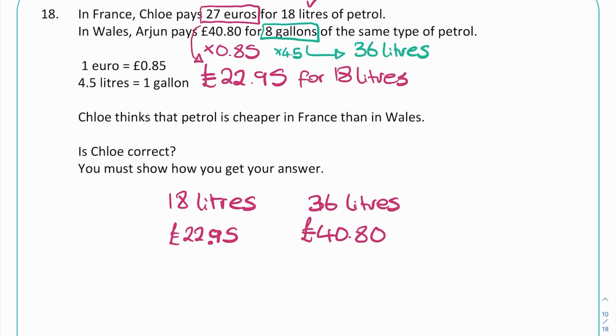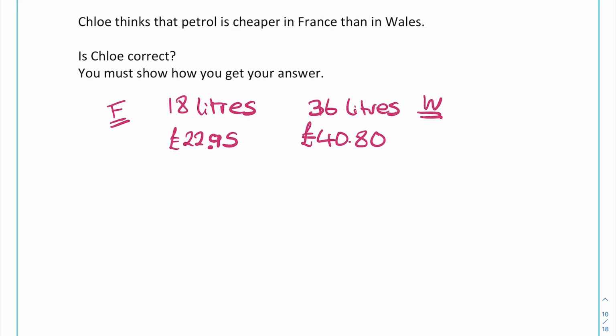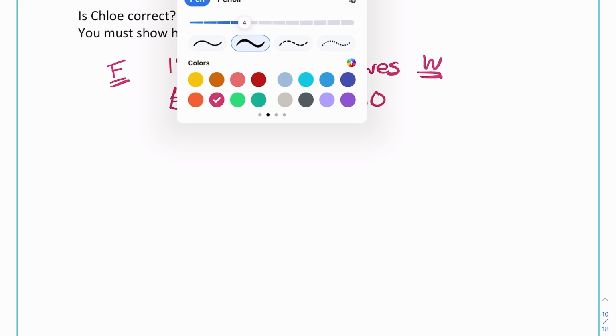So these are the two options that we have. On the left, that was 18 litres for £22.95, and that was in France. And on the right, we've got the 36 litres for £40.80, and that is in Wales. So at this point, we've done our exchange rates. We actually now just need to do our best value process.